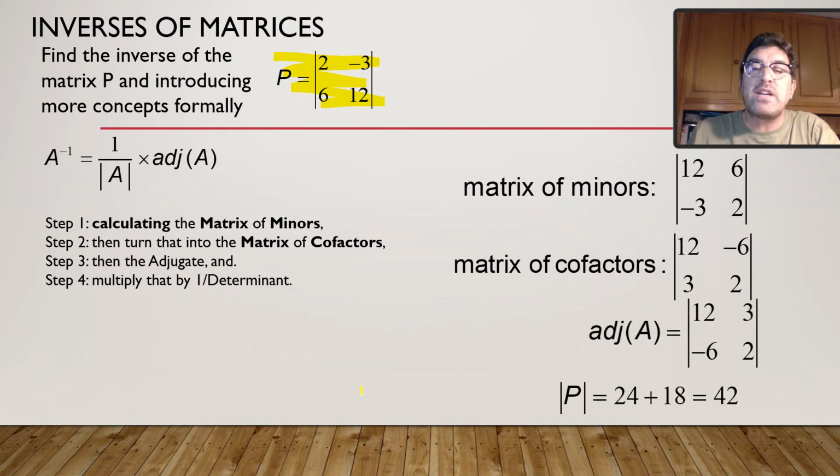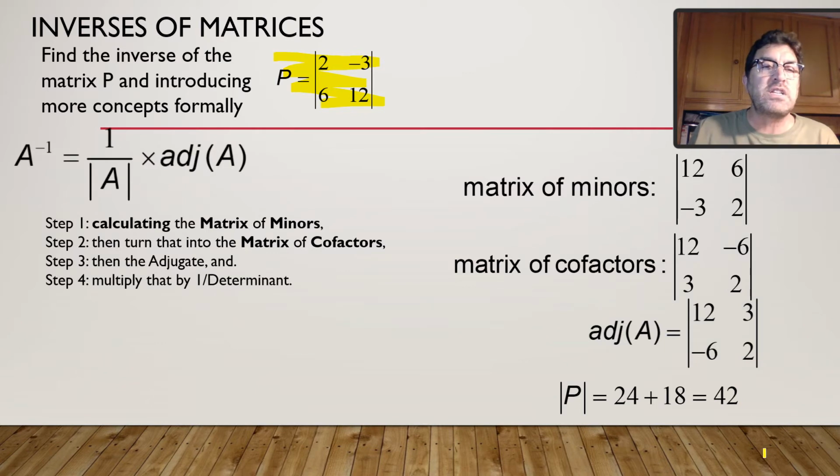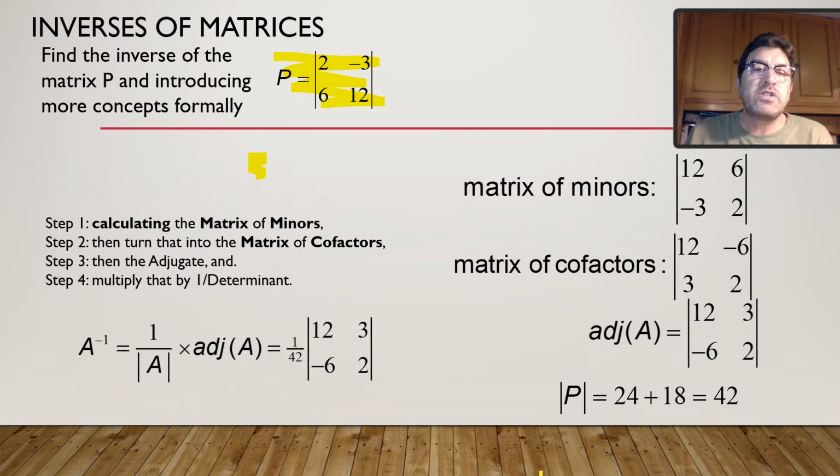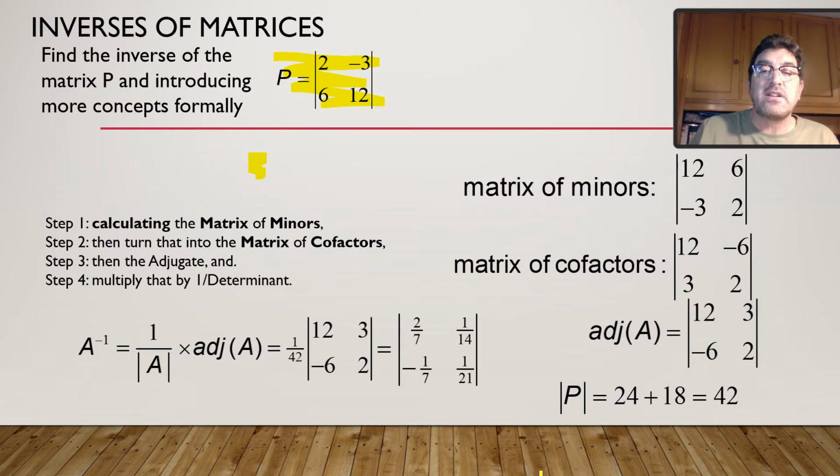We are ready to find the inverse. All we need is the determinant, which is rather easy. 2 times 12 is 24 minus 18. We add the 2 together and we get a determinant of 42. So we are going to use our formula. We're going to reciprocate the determinant and we're going to multiply it with the adjoint matrix. If we do that, we get something that looks like that. Now that is your inverse matrix.